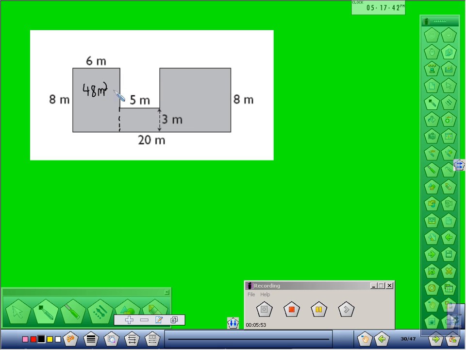48 meters squared. Now if you come over here, here's the key. Here's where you really have to be able to think. If you take this piece, which is this top, and this top, those three tops, if you combine them together, will equal this bottom. They say this bottom is 20 meters all the way across. So we got 6 plus 5, which is 11. 20 minus 11 is 9. So we know this part has to be 9. So now we can go 9 times 8, which is 72 meters squared.